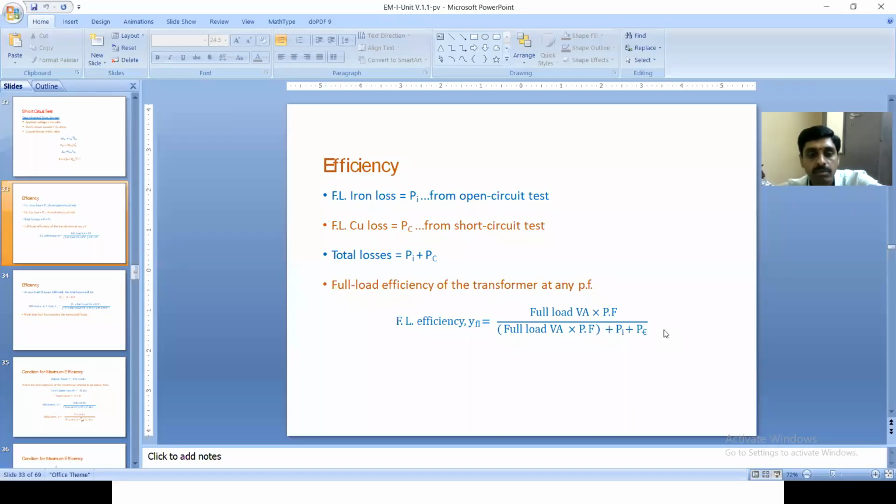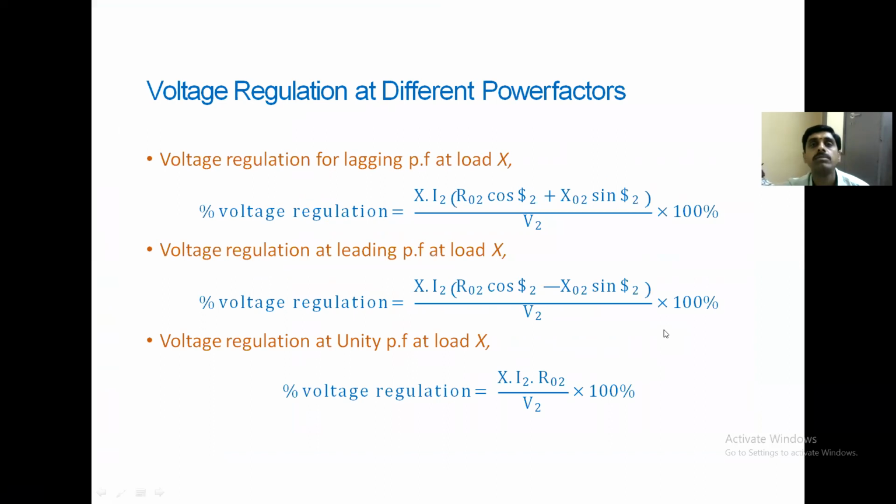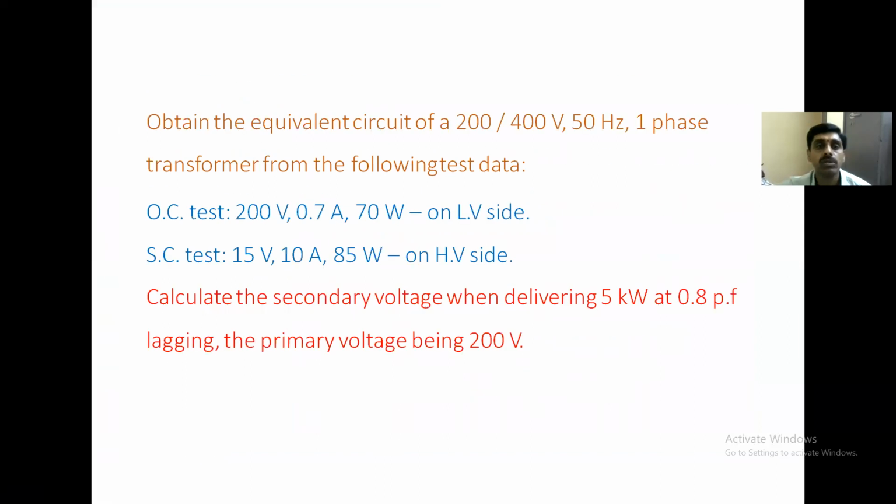If you take a problem on this OCSC test, let me show you one problem. So this is the problem. A 200 by 400 volts 50 hertz single phase transformer, from the following test data. OC test data is given on the LV side, and SC test data is given on the HV side: the voltage, current, and wattmeter reading. Calculate the secondary voltage when delivering 5 kilowatt at 0.8 power factor lagging, the primary voltage being 200 volts.